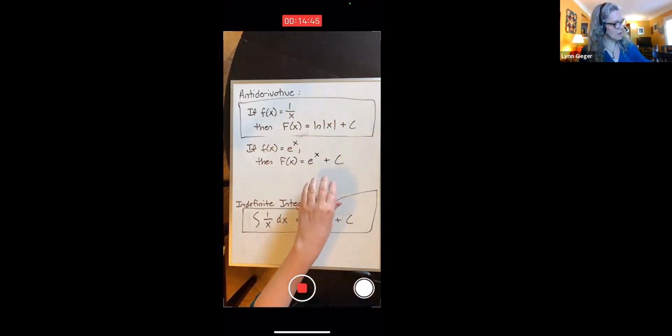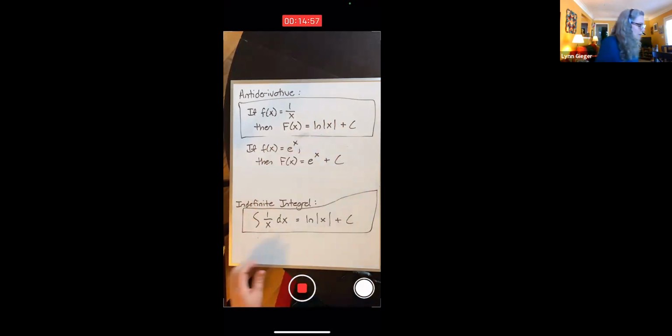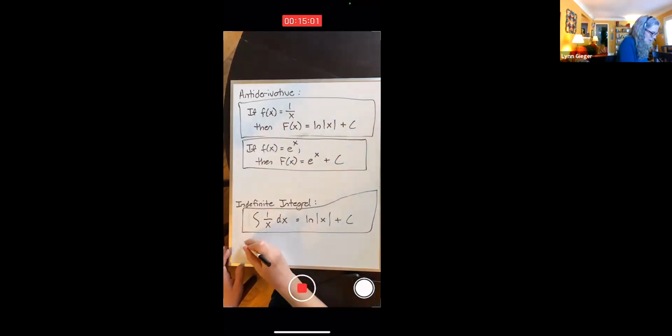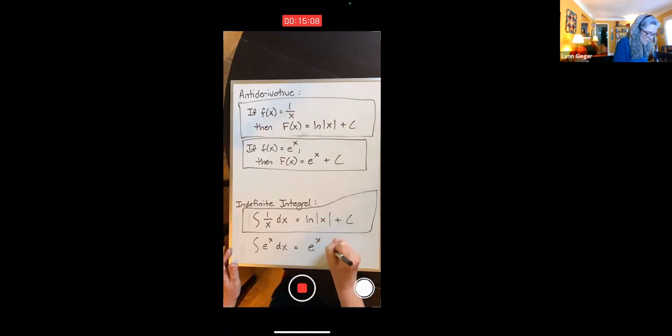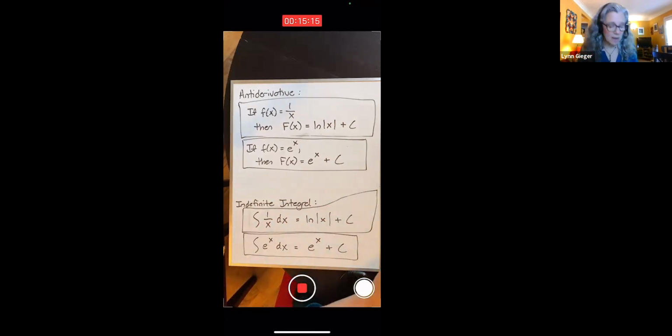And again, we know this is correct because if we took the derivative of e to the x plus any number, the derivative of e to the x would be e to the x. The derivative of that constant would be 0. It would end up taking us right back to where we started. And then its indefinite integral version looks like this. Ta-da.